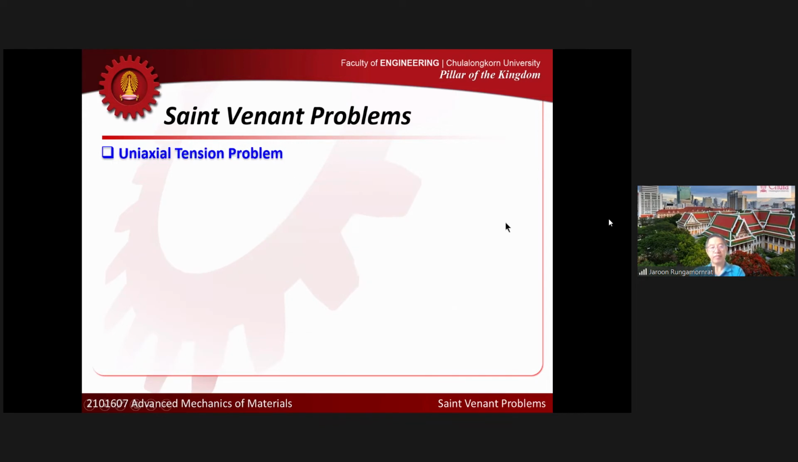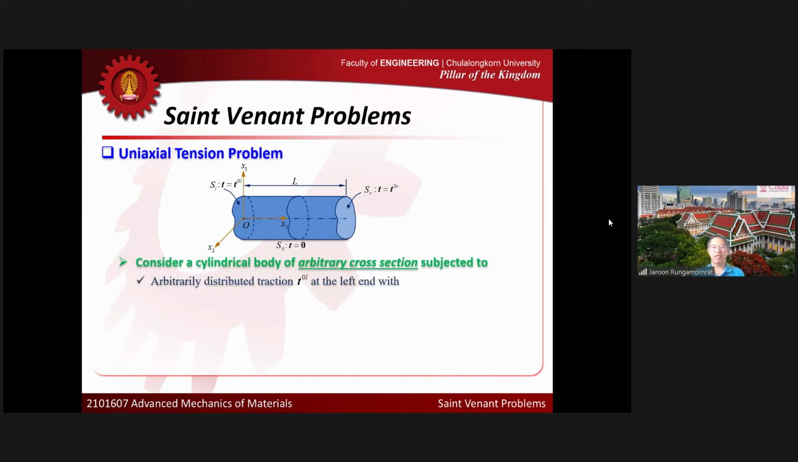Okay, I will show you 3 different problems, 3 basic problems that you learned before in strength of material class. I will try to revisit the problems that you solved before. The first problem that I focus on here is like a truss member. We look at the uniaxial tension problem, a bar subjected to some kind of traction that produces only the net force in the x3 direction.